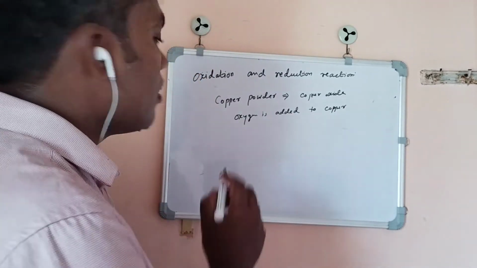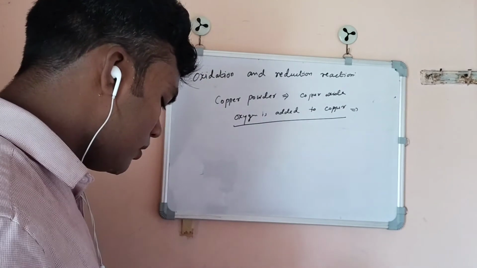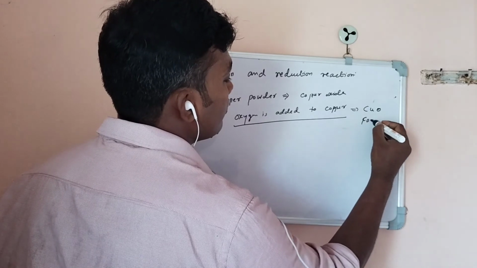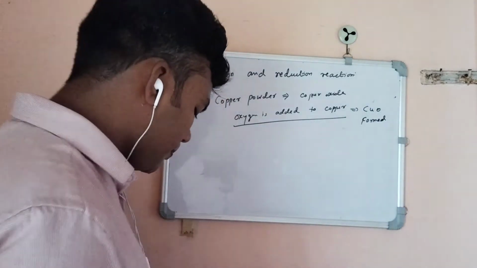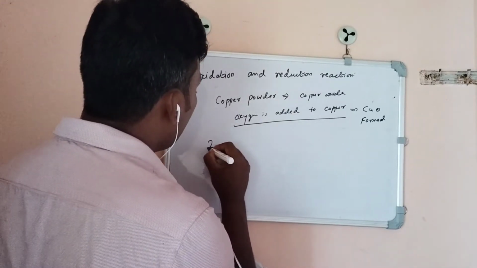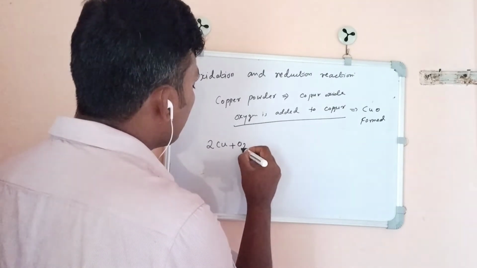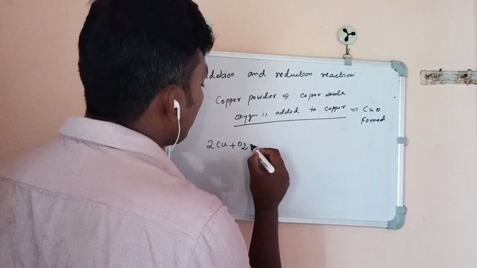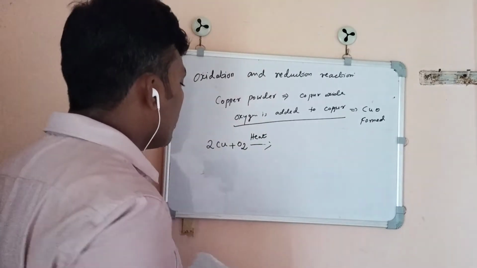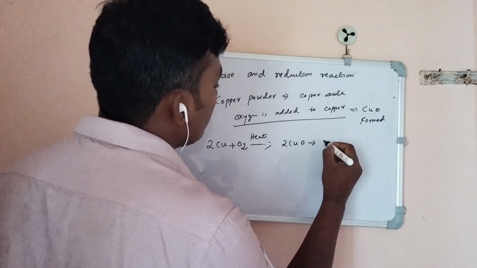The oxygen is added to copper, that's why copper oxide is formed. Now see with an example. Take 2 moles of copper and oxygen, then give heat. What happened? 2 moles of copper oxide formed.